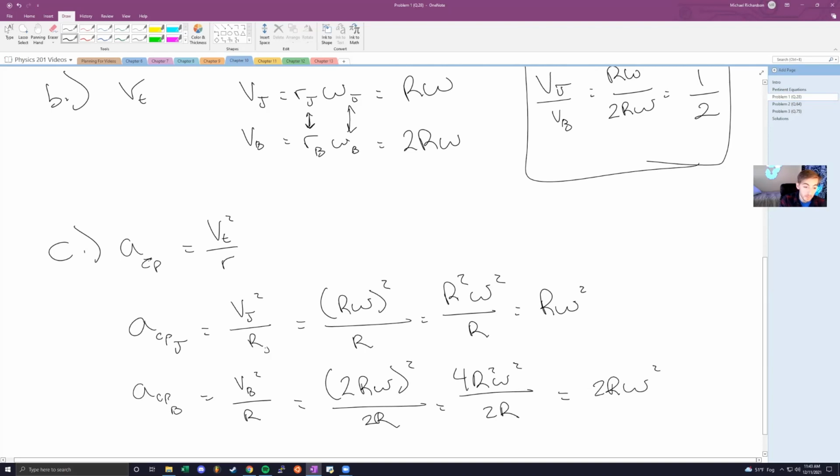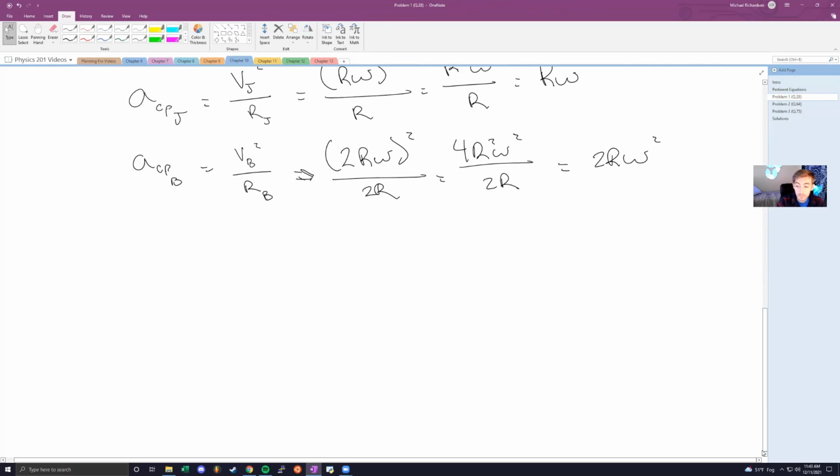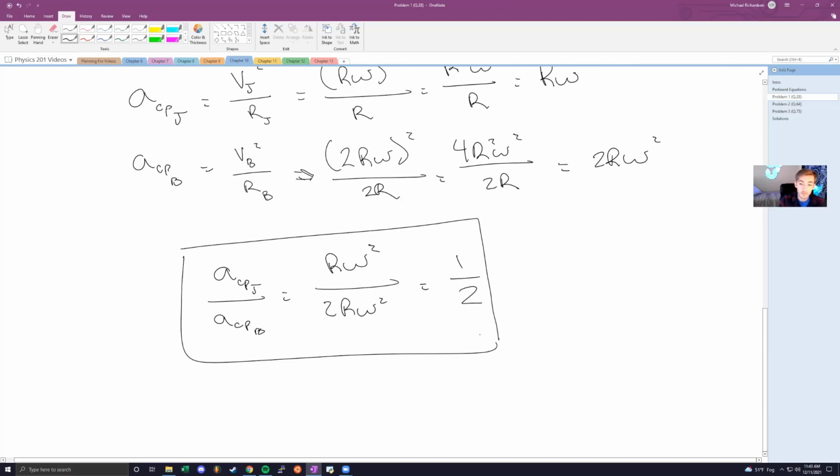So just to make this point clear as to where I got the 2r from, these are going to be the respective radii in this part of the equation, and we're going to make our substitutions in the second part. So by taking the ratios, we see that it's going to be r omega squared divided by 2r omega squared, and the ratio of their centripetal accelerations is going to be equal to the ratio of their tangential velocities, which is just 1/2.